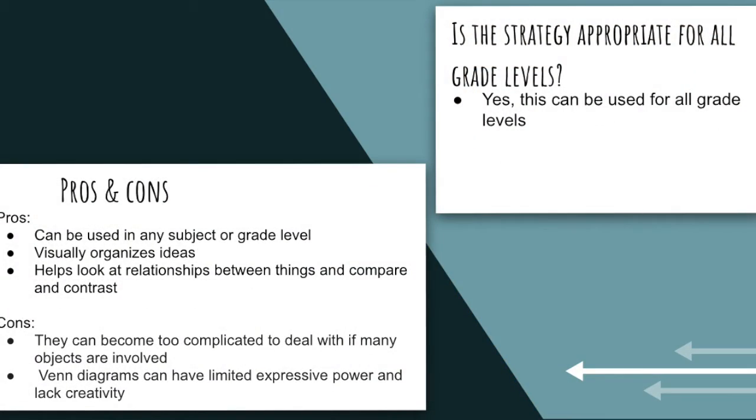The pros of using Venn diagrams are that they can be used in any subject or grade level. This includes students with IEPs, struggling readers, and ELL students. They also visually organize ideas and help look at relationships between things and compare and contrast. Cons of using Venn diagrams are that they can become too complicated to deal with if many objects are involved. Venn diagrams can also have limited expressive power and lack creativity.